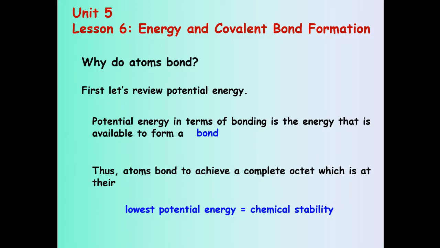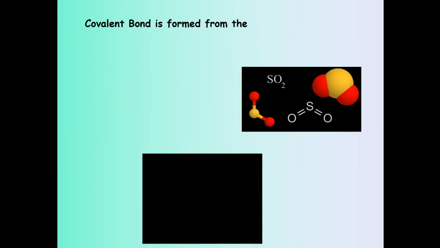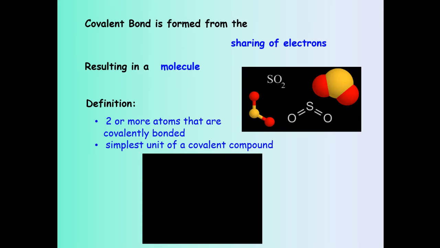When you think about that, what does it mean? When you're at your lowest potential energy, that means that there's very little energy that's available to bond or to react. So what's involved in a covalent bond? It's formed by the sharing of electrons that results in a molecule. A molecule is where we have two or more atoms that are covalently bonded, and it is the simplest unit of a covalent compound, unlike a formula unit, which is when you have thousands of positive and negative ions. A molecule is an individual separate entity of a covalent compound.